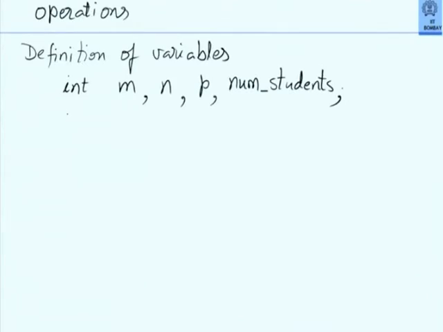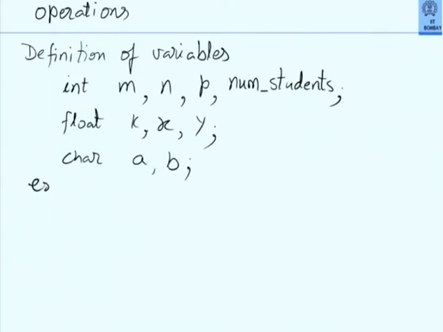Similarly, you can define floating point variables. What do I write? Float. And I could have, let's say, k, x, y, etc. Similarly, I can define character variables. So I can say char a, b. Int and float variables are given 4 bytes each. Char variable is given 1 byte each. Fine.